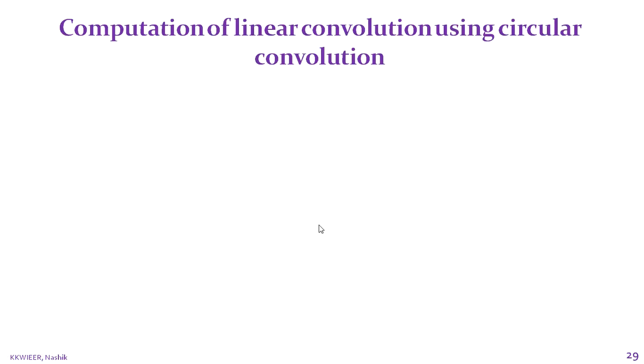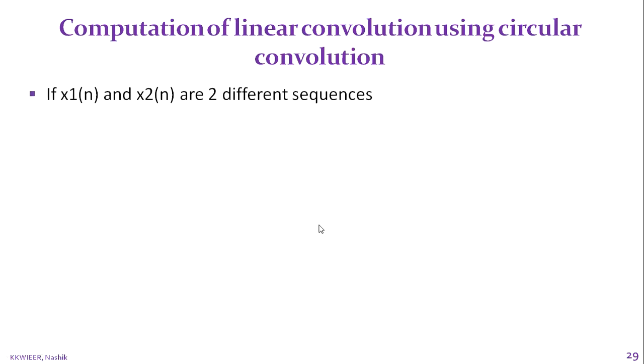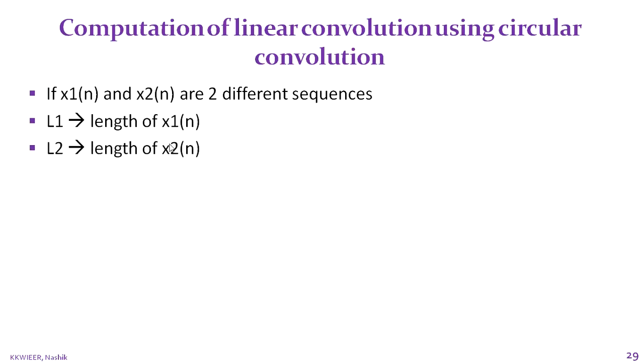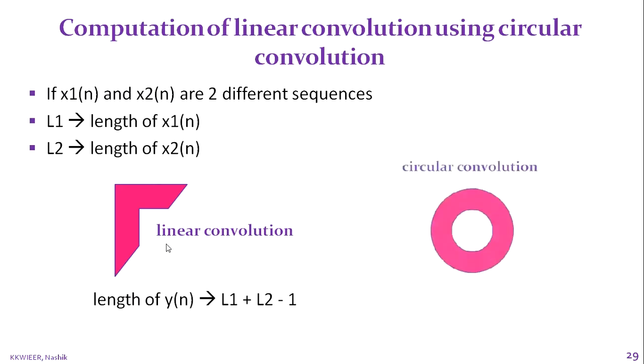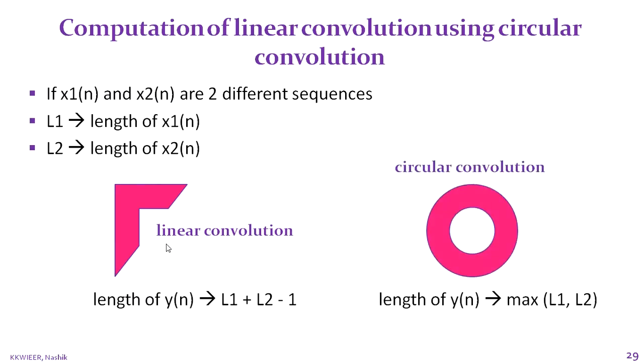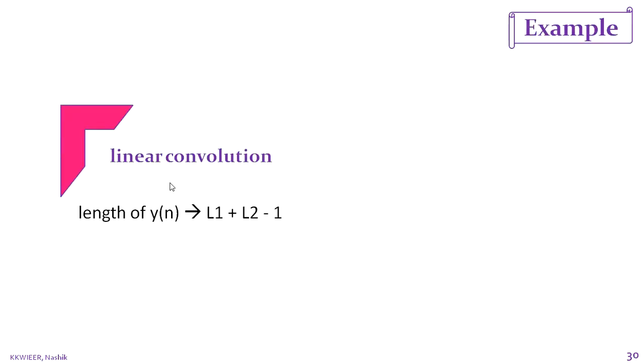Now let us see the computation of linear convolution using circular convolution. If x1 of n and x2 of n are two different sequences, then consider that L1 is the length of x1 of n and L2 is the length of x2 of n. The linear convolution will have a length of y of n equal to L1 plus L2 minus 1, whereas in circular convolution the length of y of n will be the maximum of L1 or L2. Let us see an example of linear convolution.